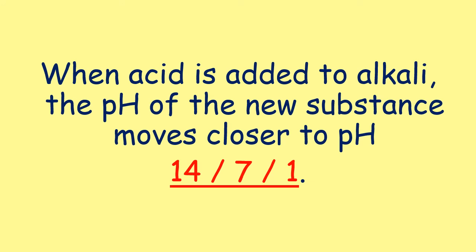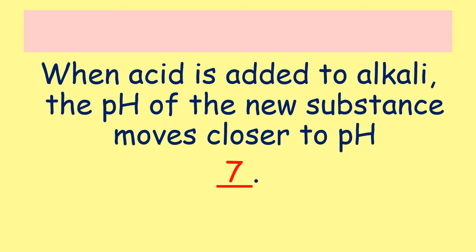Okay, now we've got a question here. When acid is added to an alkali, so if you add an acid to an alkali, does the pH of what is produced move closer to 14? Does it move closer to pH 7? Or does it move closer to pH 1? What does the pH end up as? Well, an acid and an alkali together is called neutralization, so it is pH 7.